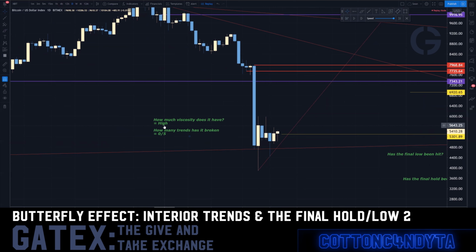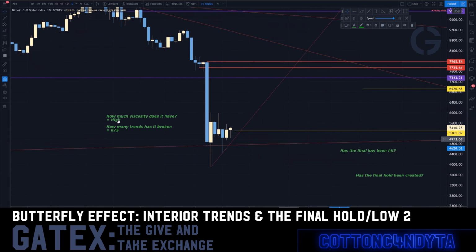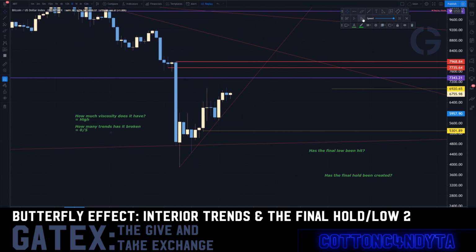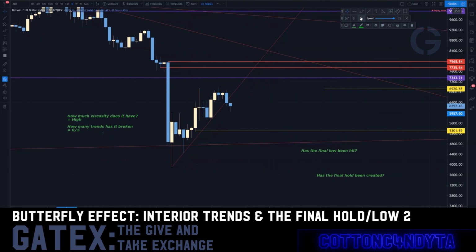How much viscosity does it have? The amount of strength is very high. So it's not going to hit that final low, because the viscosity is still too high in the move. We hit our final low when the viscosity reduces down to zero, right? And viscosity reduces as we hit trends. So we're going to see this trend follow through. And with this trend, how much viscosity does it have? It's still high because it simply hasn't broken any trends yet, right?